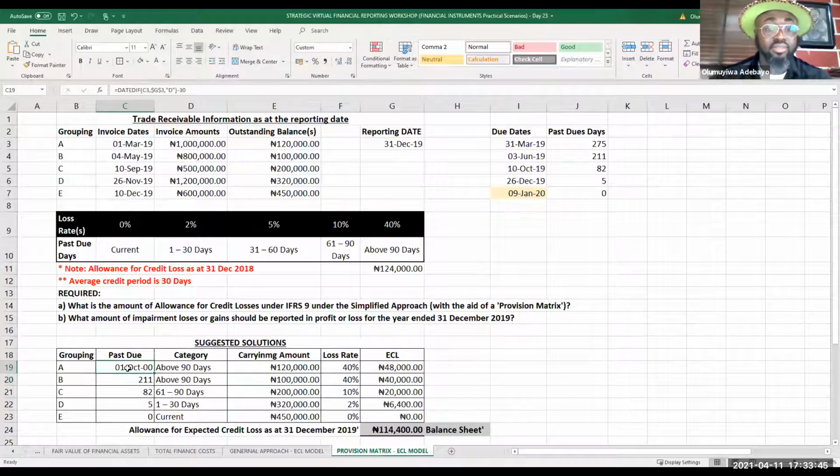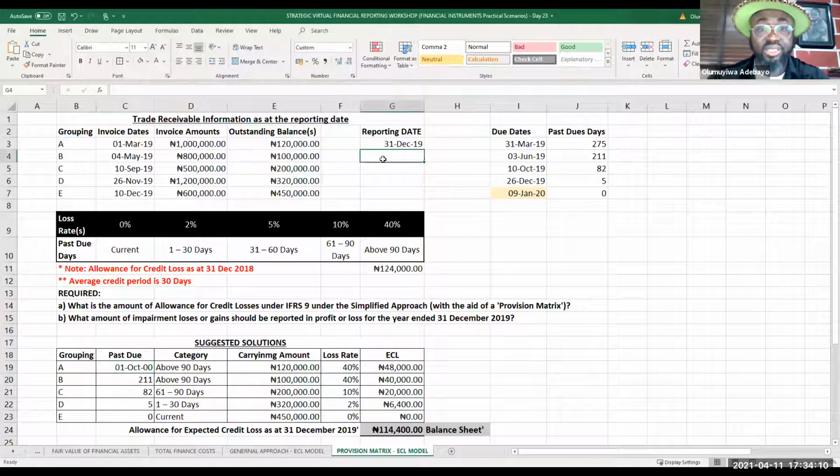Okay. It is DATEDIF, the invoice date, comma, the reporting date, comma, then the unit in double quotes, D in double quotes. That gives me the distance in days between invoice and reporting date.